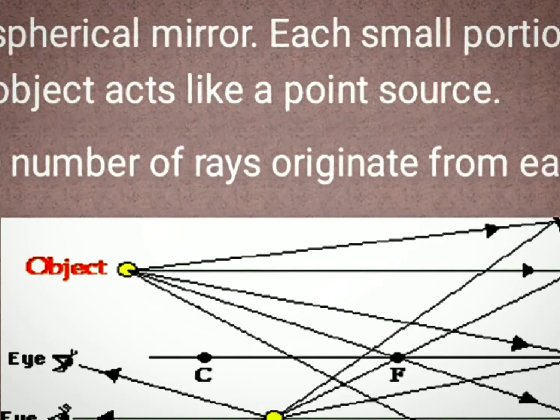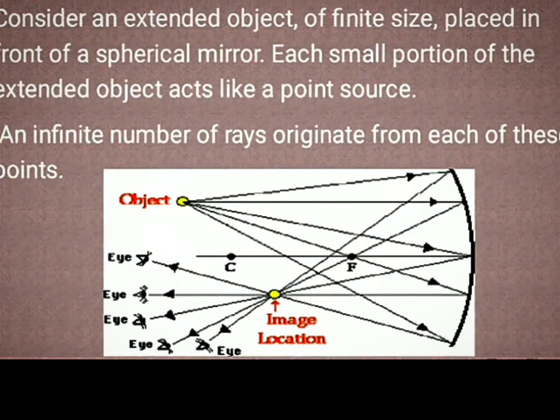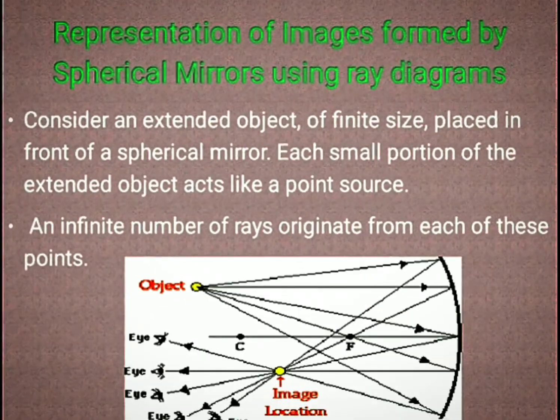So you can see in this image, we have considered an object to be of point size and a large number of rays are originating from this object. Now when these rays are incident on concave mirror, after reflection they meet at one point which will be considered as image location. So in this way we can construct a ray diagram.